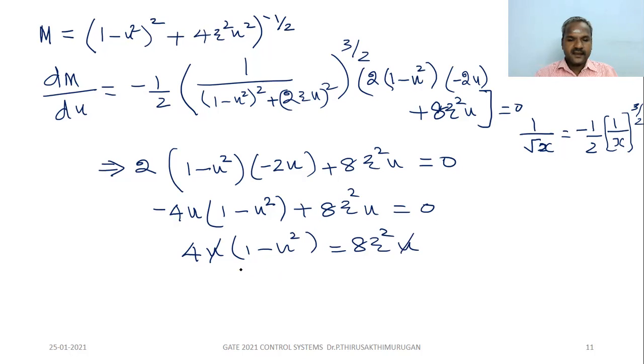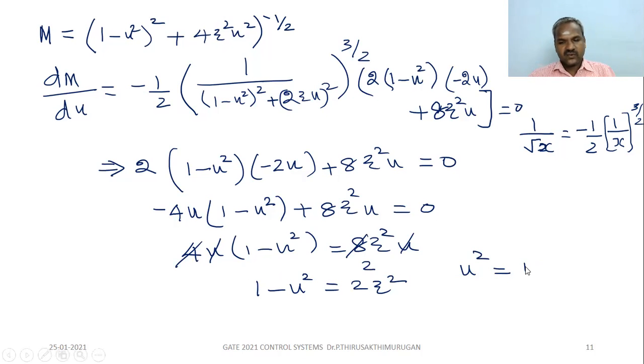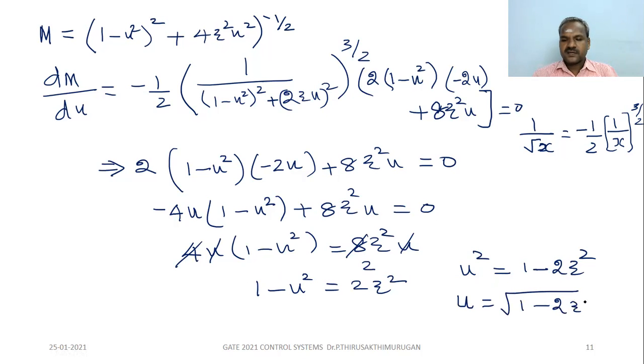So what do we get here? The 4 cancels 2 times, so 1 minus u square equals 2 zeta square. So u square equals 1 minus 2 zeta square. Am I right or wrong? So what is u? U equals square root of 1 minus 2 zeta square.